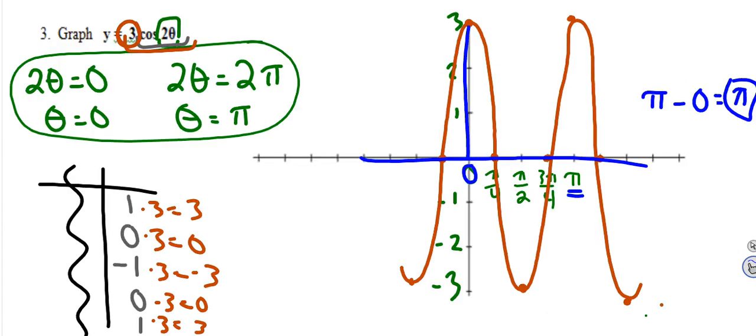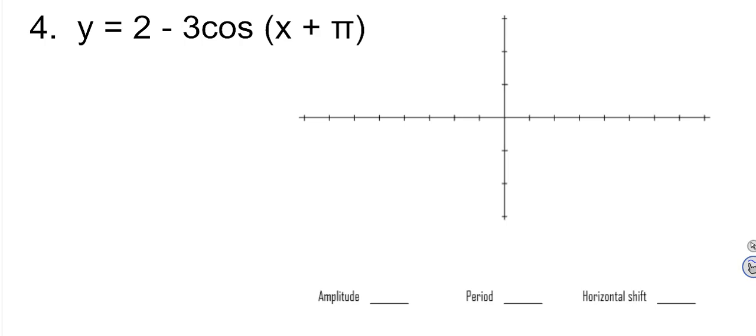All right, where'd that problem go? All right, so here we've got a lot going on.